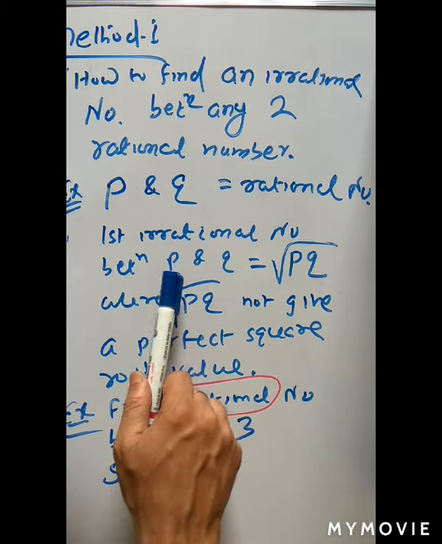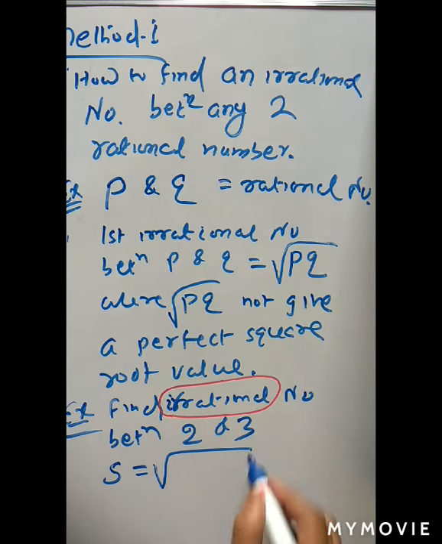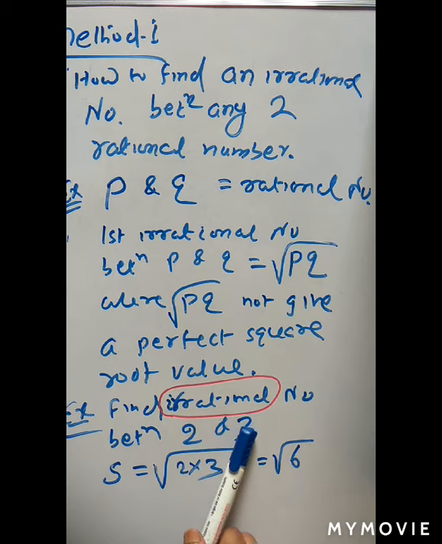How will you find the irrational number between any two numbers? Take the square root of the product of these two numbers, that is 2 into 3, which is equal to square root of 6. So that means in between 2 and 3, you will get an irrational number which is equal to square root of 6. So this is an irrational number. Now you can say 2 is less than root 6 less than 3. That means this root 6 is an irrational number which lies between 2 and 3.